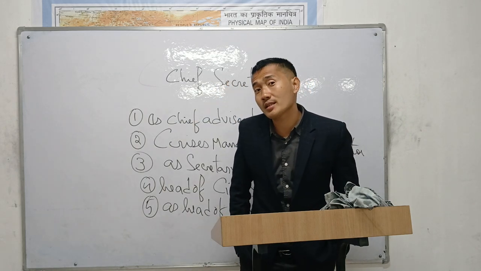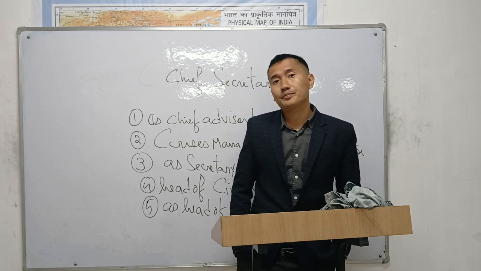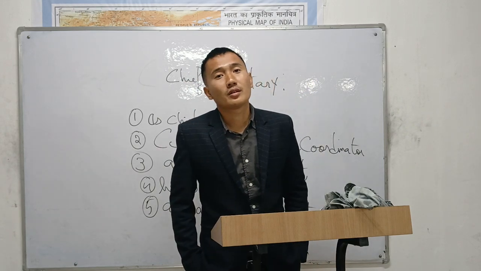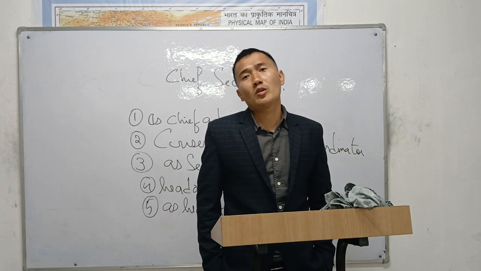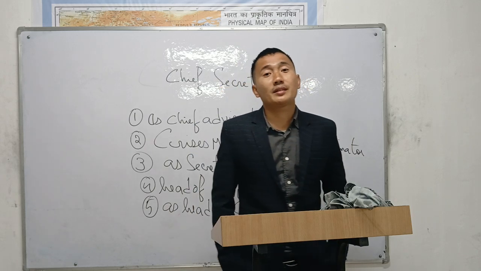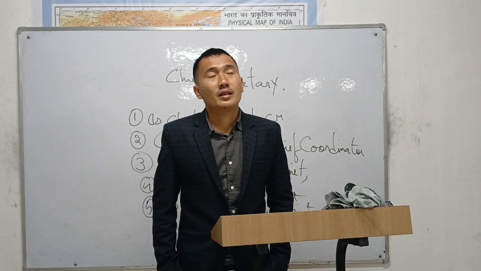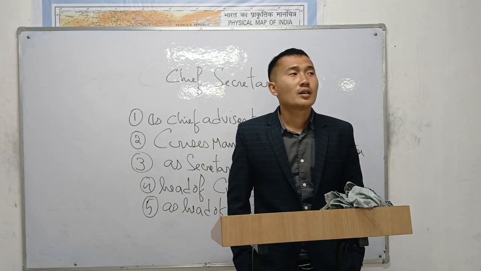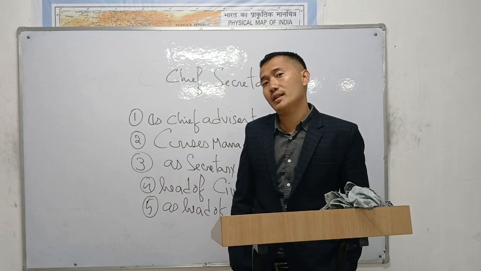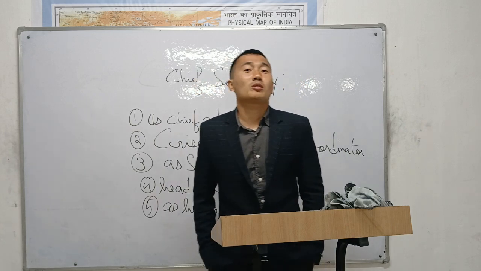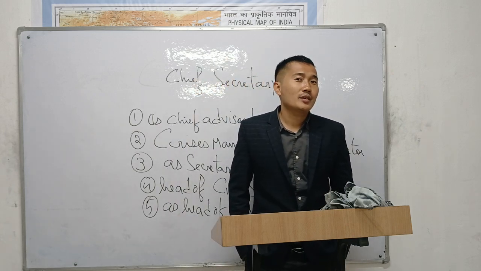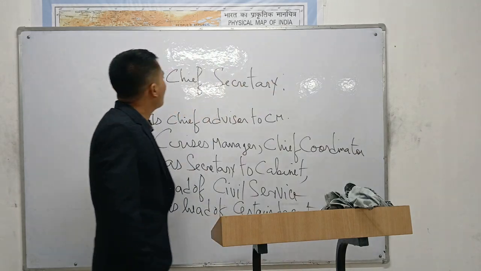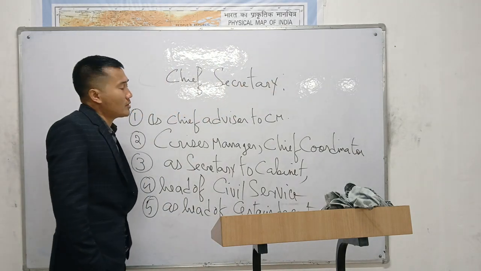So this office is like a staff agency. Why do we have a Chief Secretary when we have a Chief Minister? Because we all know the Chief Minister is elected, so he may not have much qualification. Socially, economically, politically, culturally, he might not be qualified. So the Chief Secretary is there to assist him. The first power and function of a Chief Secretary is chief advisor to the CM.